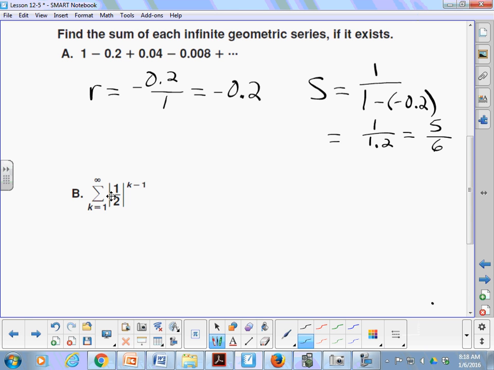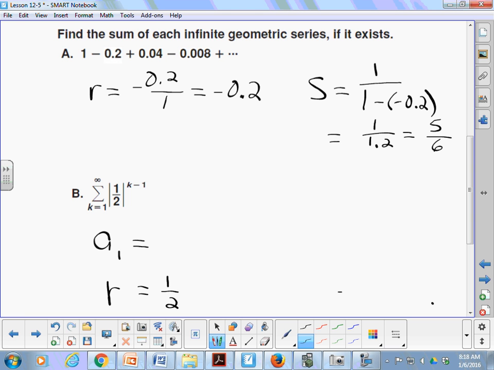Okay, so what we need to determine is the first term and the common ratio. The common ratio in summation notation is just the number that's being raised to the power. What's being raised to a power here? 1/2. So r is 1/2.